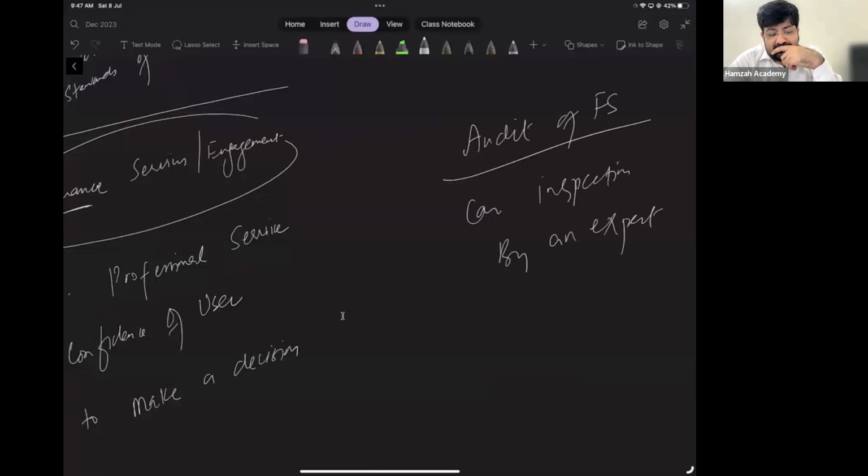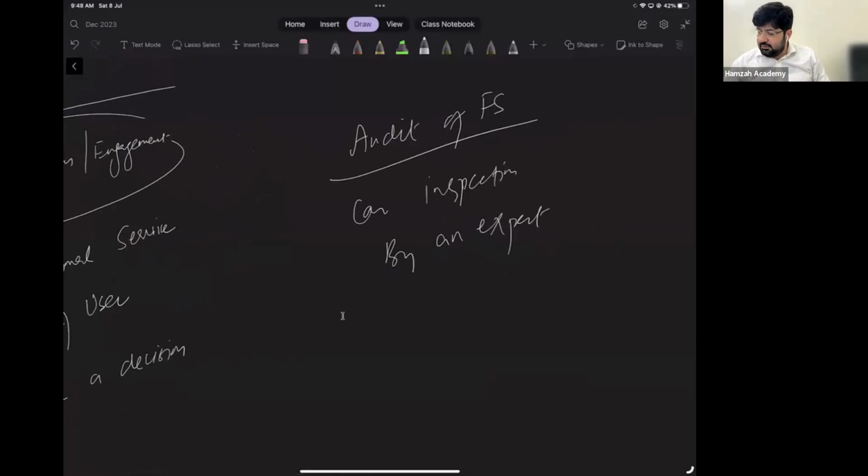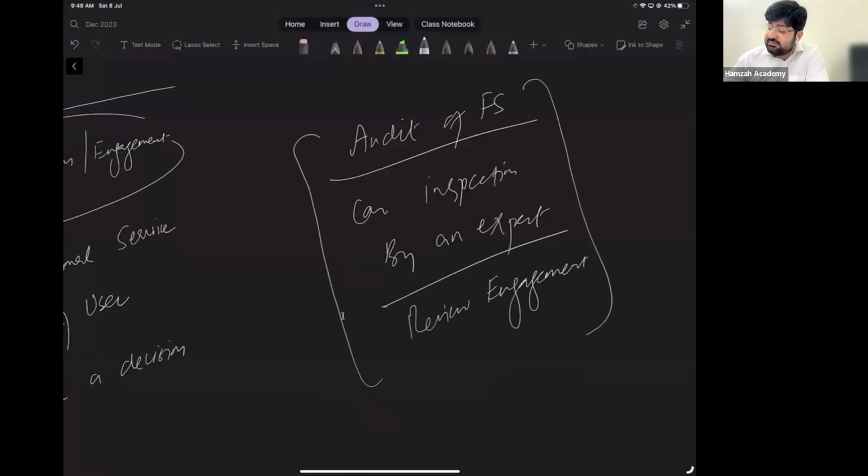Example. Right? Now, so students, then there are review engagements. I will explain what they are. They are assurance engagements. I will explain shortly. These are examples.